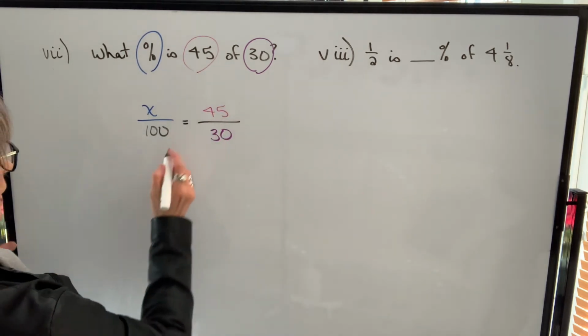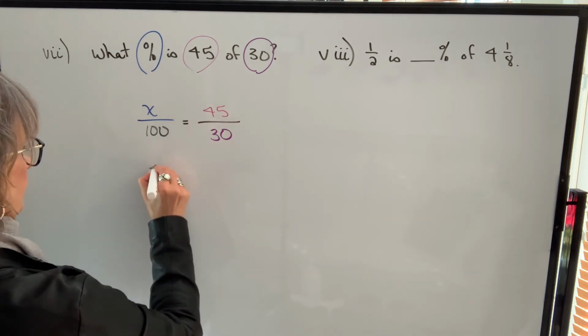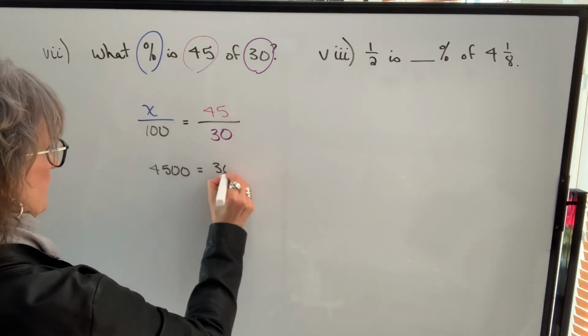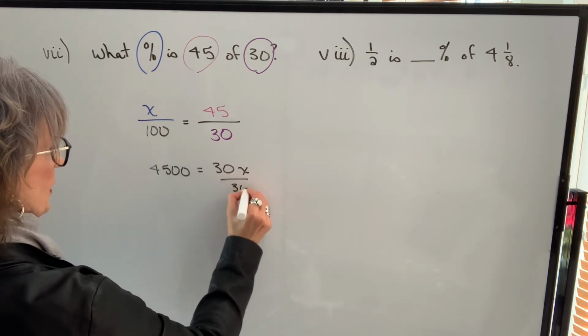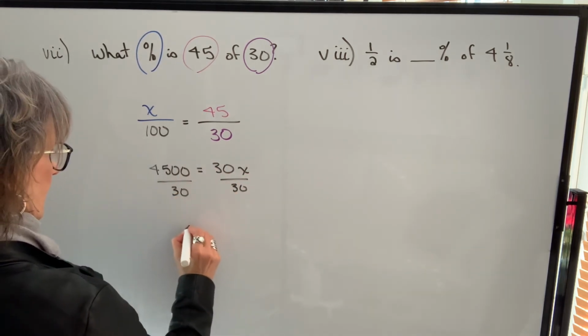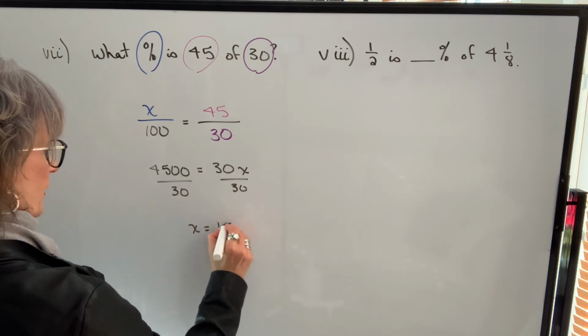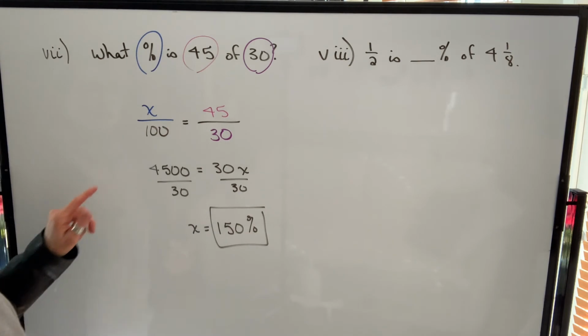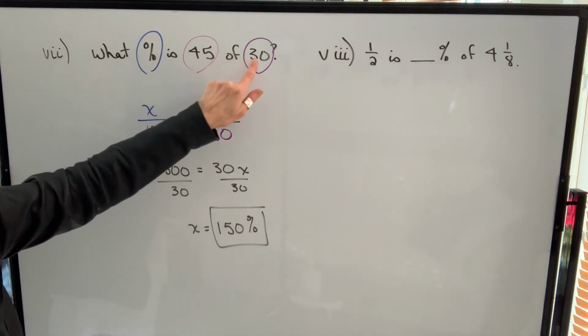We're going to cross multiply 100 times 45. x times 30. Divide both sides by 30. And x will equal 150. So 45 is 150% of 30.